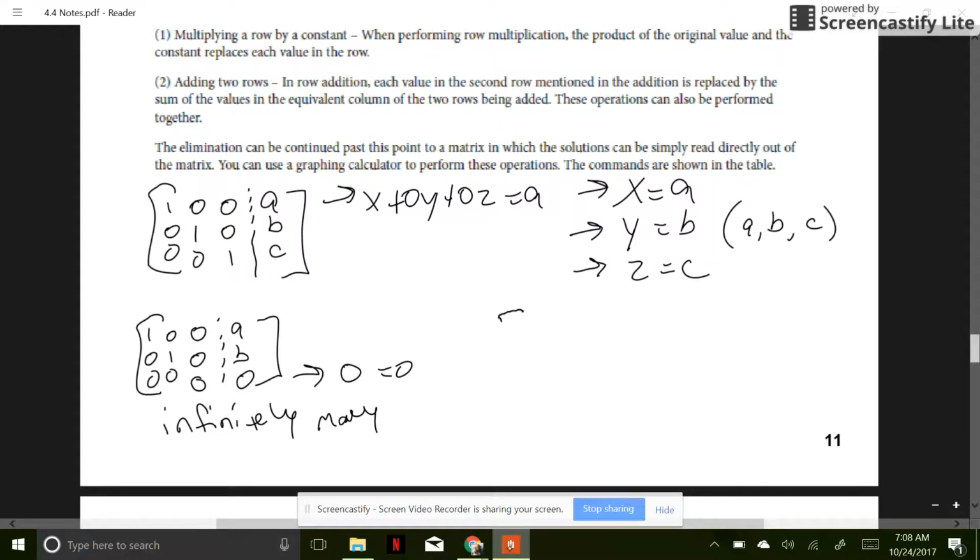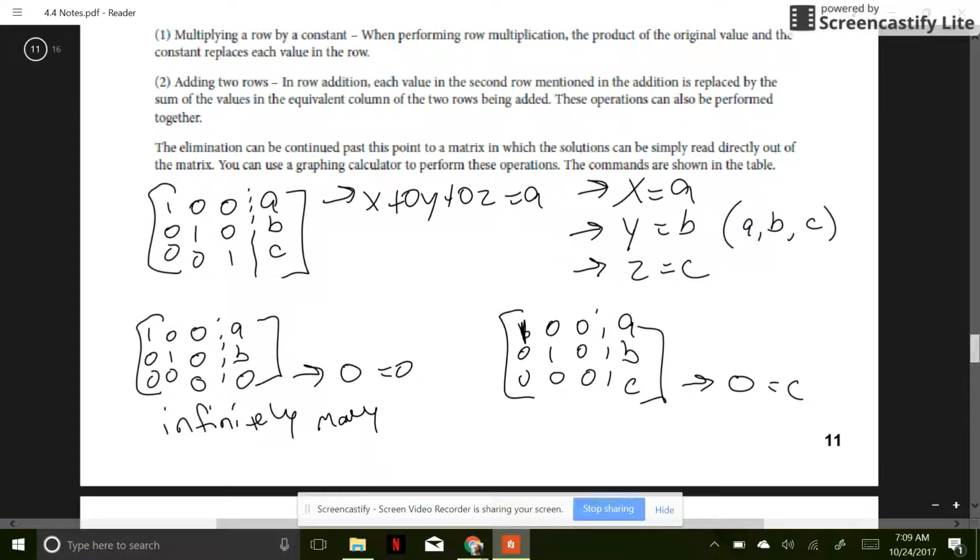And then your last option on what a solution would look like, let's make that a 1. You might get something that looks like this. Now, again, we're noticing the last line. This will give an equation that 0 equals a number. So since this one is not a true statement, this is when we'd have no solution.